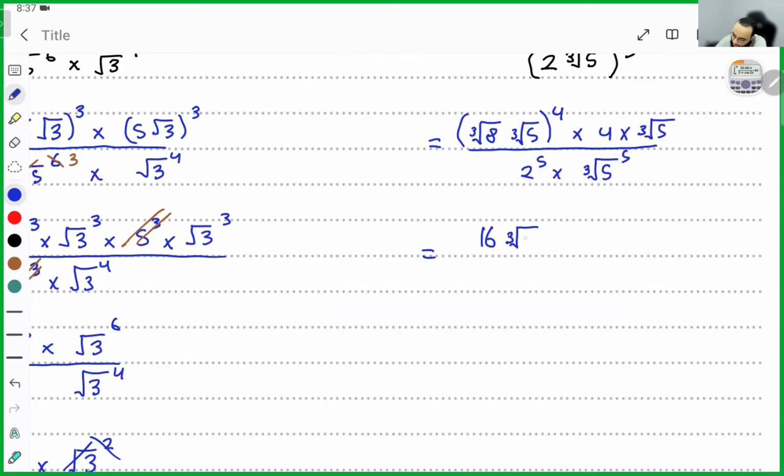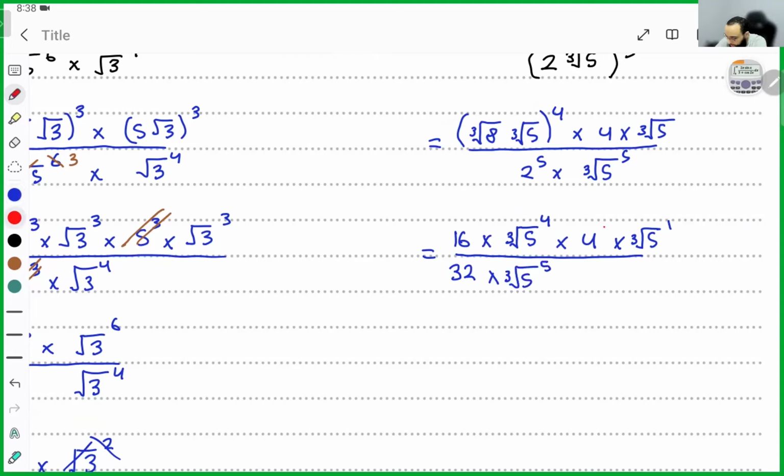And this is cubic root 5. Cubic root 5 power of 4. Yes, it's power of 4. Times 4, so it's times 4 times cubic root 5 power of 1. 2 power of 5 is 32. Times cubic root 5 power of 5.